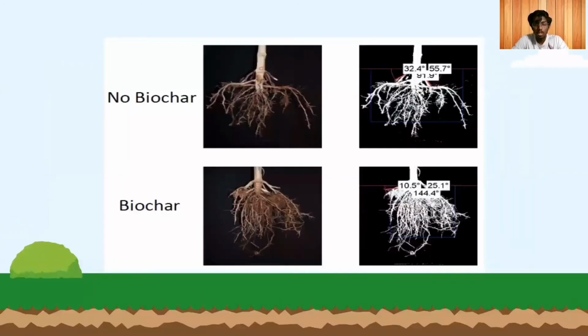Alright, so here I'm going to show you what plant roots with biochar and without biochar look like. Without biochar, you can see the roots are all over the place and they aren't as compacted as the one with the biochar. Hence, with this, they aren't very good at handling water retention and nutrients.